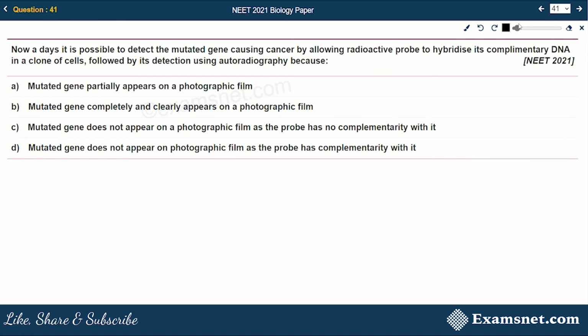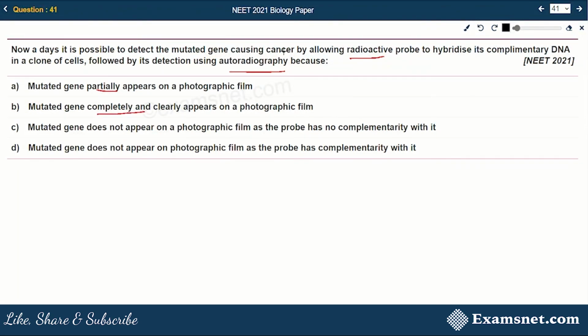Question number 41 is from the chapter Biotechnology and its Applications, class 12, and the question is, nowadays it is possible to detect the mutated gene causing cancer by allowing a radioactive probe to hybridize its complementary DNA in a clone of cells followed by its detection using autoradiography because option A, mutated gene partially appears on a photographic film. Option B, mutated gene completely and clearly appears on the photographic film.